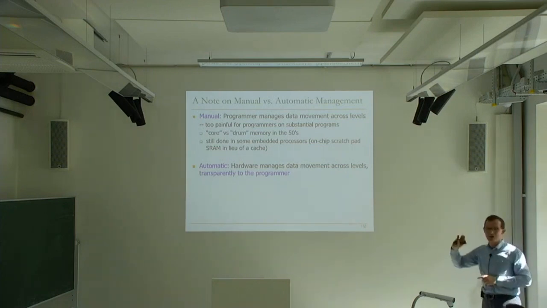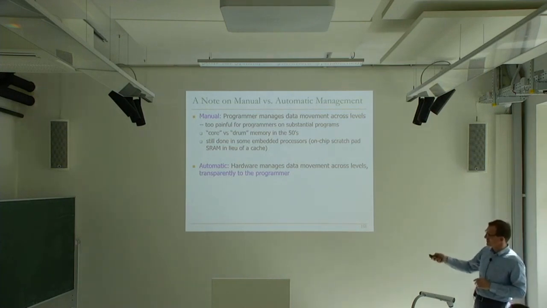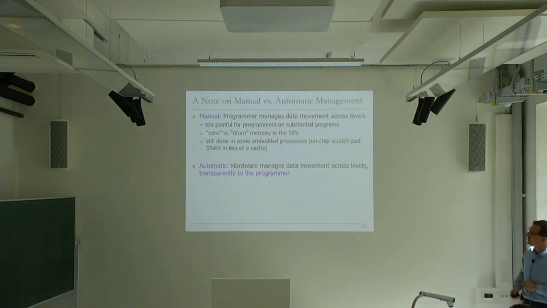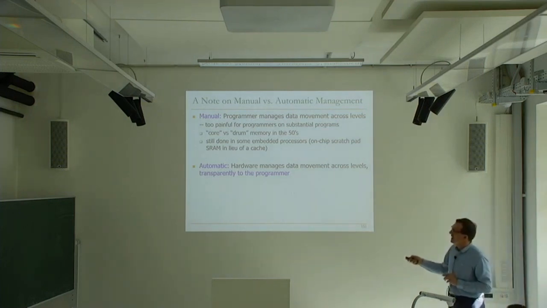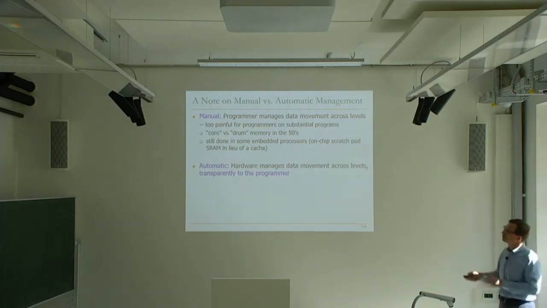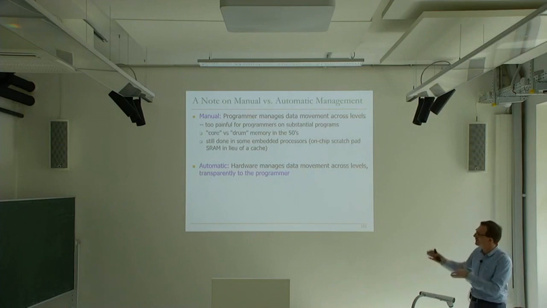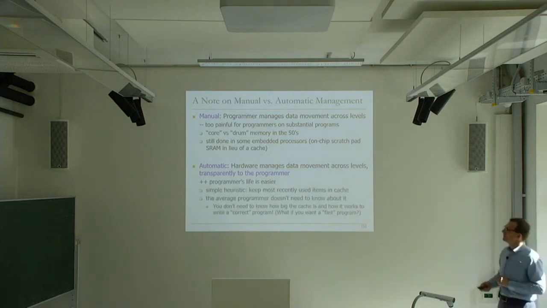And if you know your program well, if you can design compilers really well, of course, manual management could be better than this automatic management, right? But it's still painful. The pain is still there. Automatic is where hardware manages the data movement across levels transparently to the programmer. Hardware is just one example. Of course, software can also do this. But in a hardware cache, it makes sense for the hardware to manage it. So of course, the programmer's life is easier.